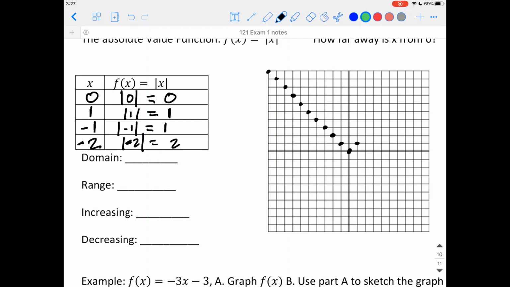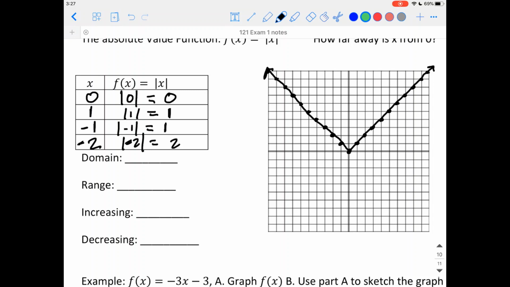And for the right part of the graph, 1 up, 1 to the right. And we can continue this pattern forever to the right, and the 1 up, 1 to the left, forever to the left.